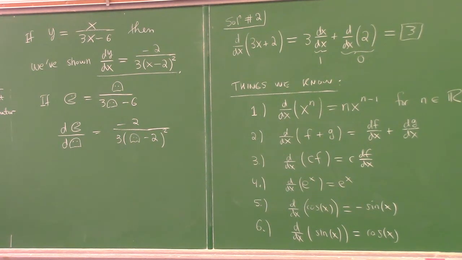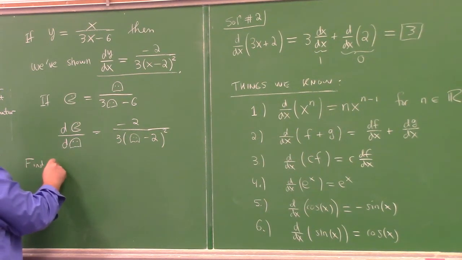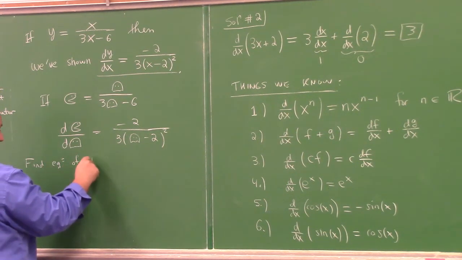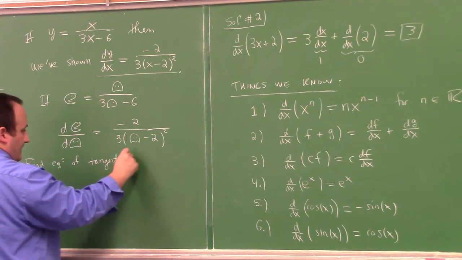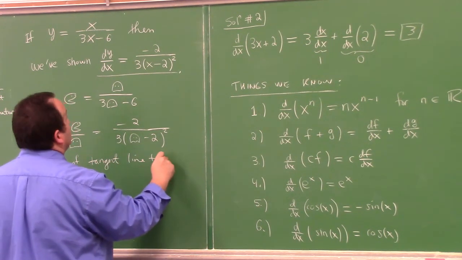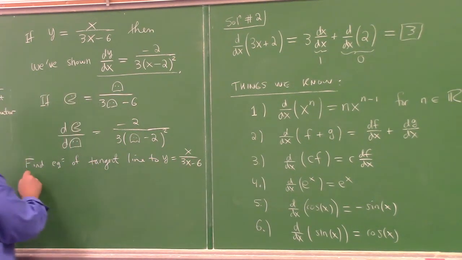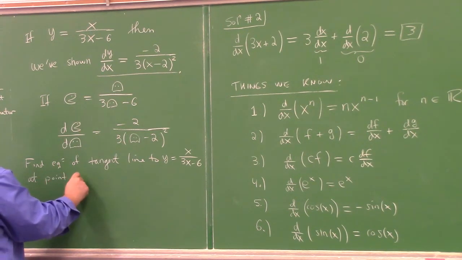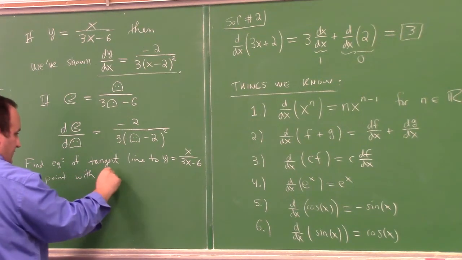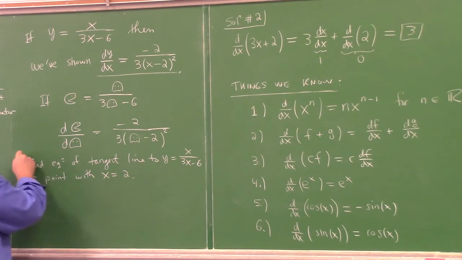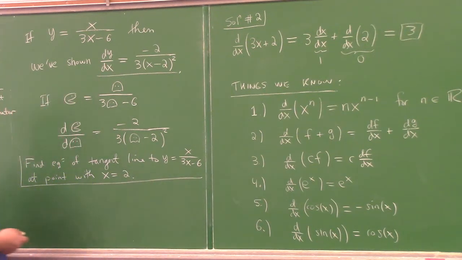Okay, so find the equation of the tangent line to y equals x over 3x minus 6 at the point with x equals 2. That was not asked in the homework, but I think it's an interesting problem to look at, right?